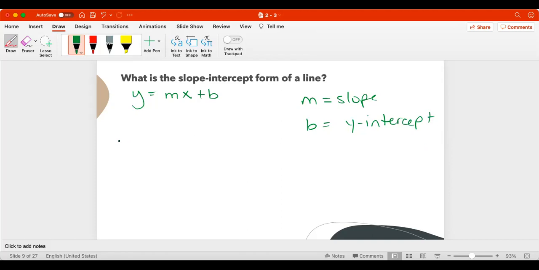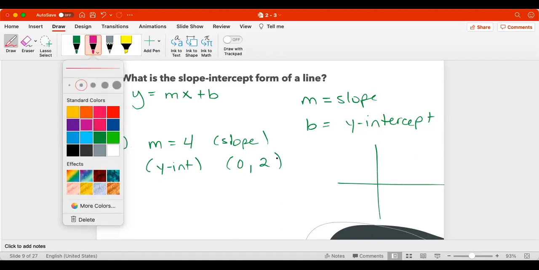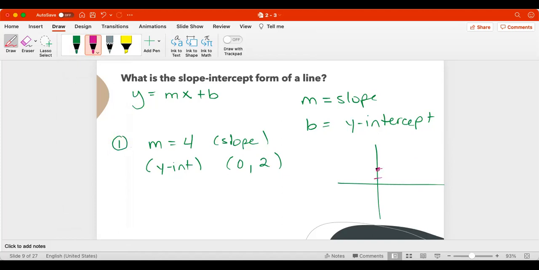So let me give you our first example. Let's say the slope is 4 and the y-intercept, this is the slope, and this is the y-intercept. It's 0, 2. Well, we can graph that. The y-intercept is 0, 2. So 1, 2. We're going to put a dot here. And then we're going to go up 4. 1, 2, 3, 4 over 1.